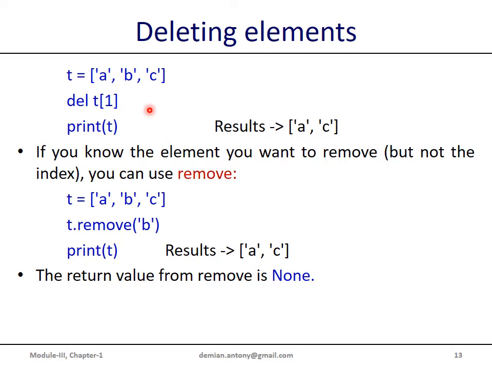And the third method is the application of the remove method. When to use this method? When you don't know the index of the element but you know the element. For example, if we have the list t with three elements and I know the element but I do not know the position of the element, in that case use this remove method, list variable dot remove, with an argument representing the element to be deleted. Again, remember that this remove method will not return any value. It returns None.